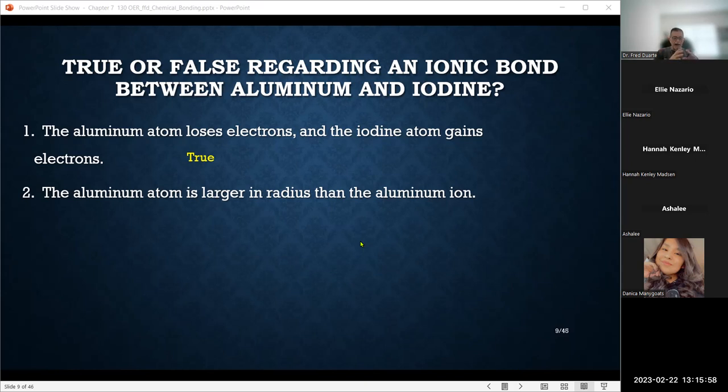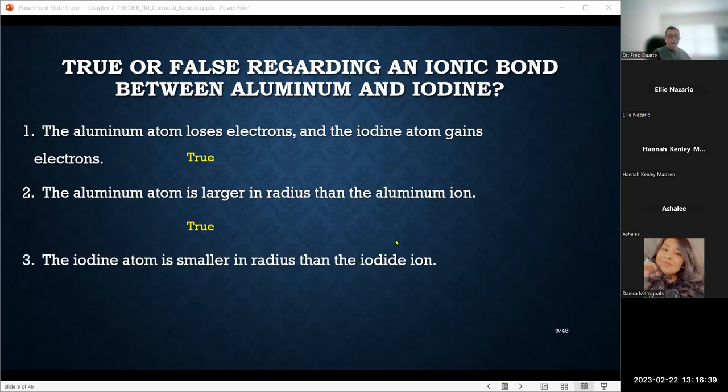So the aluminum atom will lose electrons because it's a metal. So who's bigger, the atom or the ion? The atom. The atom, you are correct. So that would be a true statement because the atom lost electrons, aluminum lost electrons. So now the next shell is the next one in. Plus, there's more positive charges, more protons, nuclear charge on the remaining electrons that are there, so they pull them in even closer.